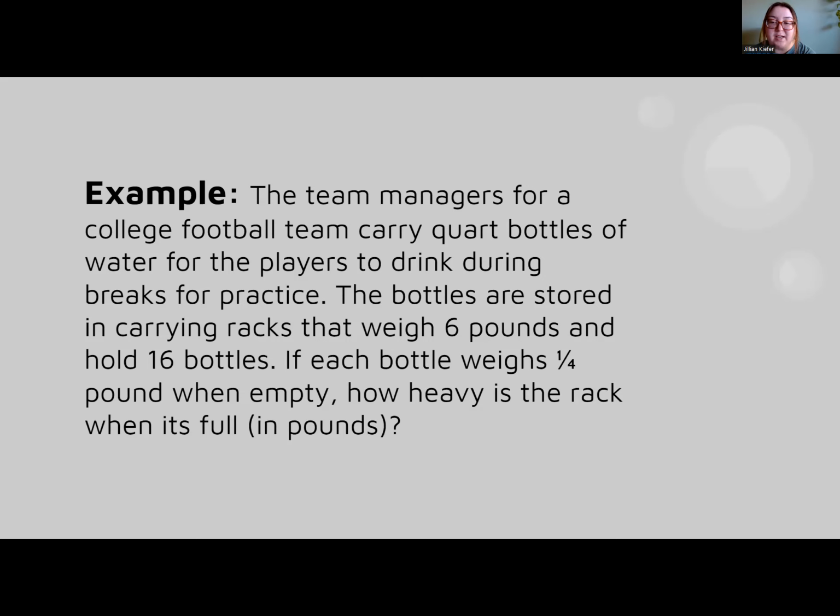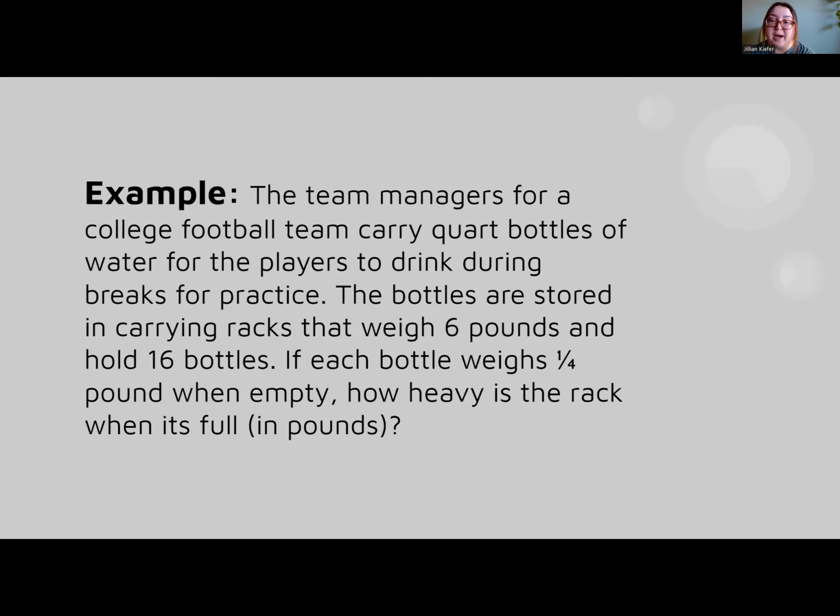If each bottle weighs a quarter of a pound when it's empty, how heavy is the rack when it's full in pounds? So there's quite a few things going on here. We're told that these team managers are carrying these quart bottles, the racks weigh 6 pounds, they hold 16 bottles each, and the bottles themselves are a fourth of a pound. So we need to be converting these quarts into pounds because we're carrying quarts of water in this case.